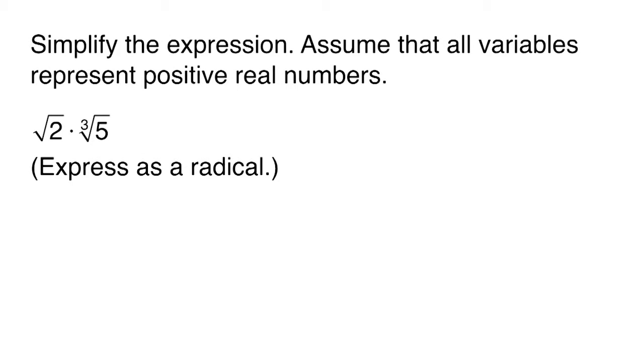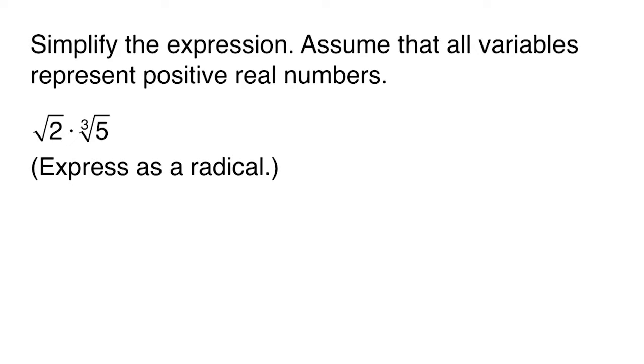Simplify the expression. Assume that all variables represent positive real numbers. The square root of 2 times the cube root of 5. Express as a radical. To simplify, we first notice that we have a square root times a cube root.